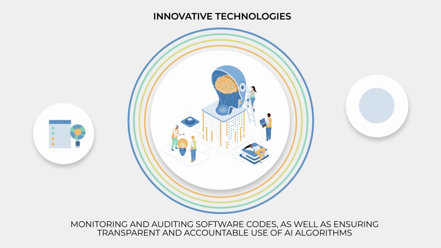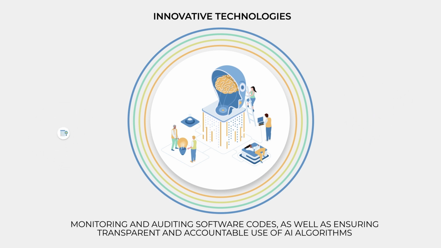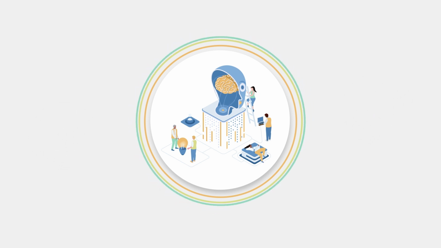Lastly, Martina would like to use AI technologies to develop her local digital twin. To avoid biases such as economic, ethnic, religious beliefs, or gender discriminations that can discriminate people, the EIF4 SCC recommends monitoring and auditing software codes, as well as ensuring transparent and accountable use of AI algorithms.